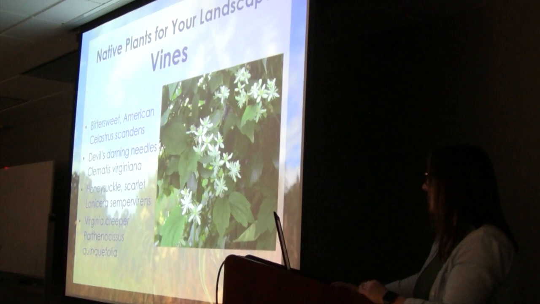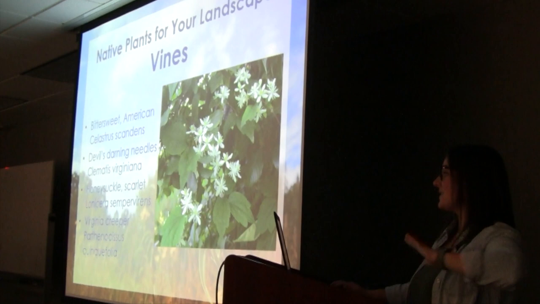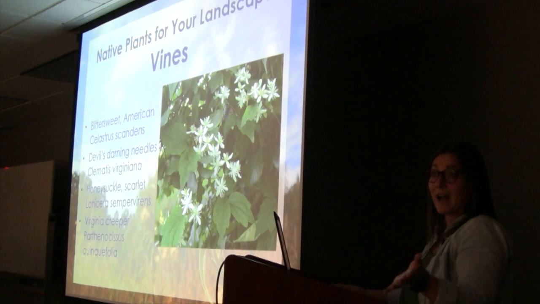Devil's darning needles, this is also called virgin's bower. This is our native clematis, and it will spread rapidly. So let's say you have a chain link fence and you just want that sucker covered in a vine and you want it to happen in like one to two years. Plant a couple of these, it'll be covered. So it is an aggressive spreader, but it is easy to pull out. So if it goes somewhere you don't want it, it's pretty easy to manage.